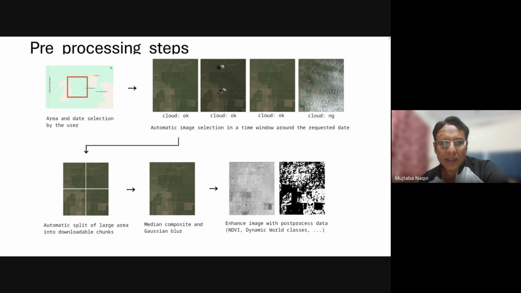And then the next 4 figures represent the cloud presentation. We can have some images like 1, 2, or 3 with minimum or no cloud, and we can have an image with a lot of cloud, as represented by the extreme right image in the top row. So based on our automatic process, the appropriate images will be selected, and then a median composite will be prepared using the composite method and also the Gaussian blur method.